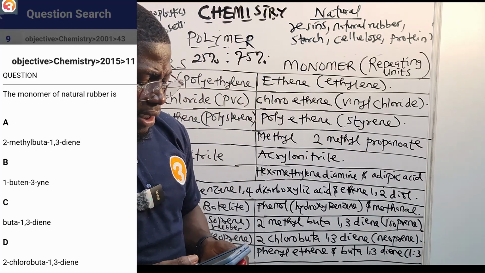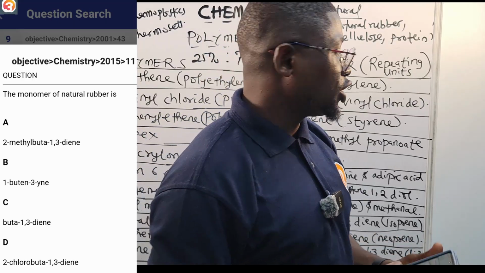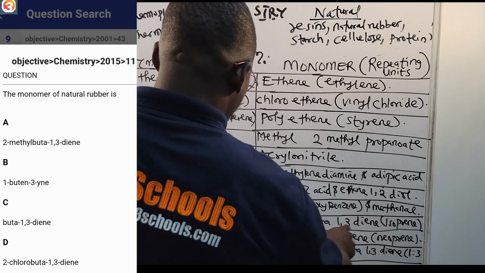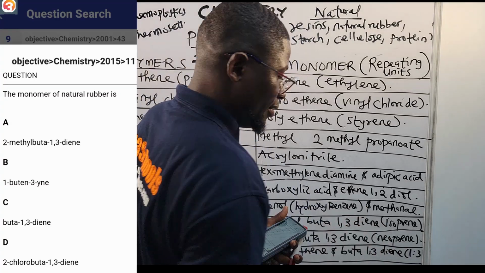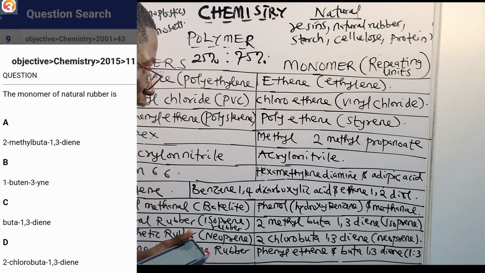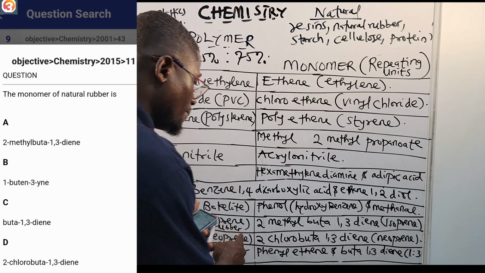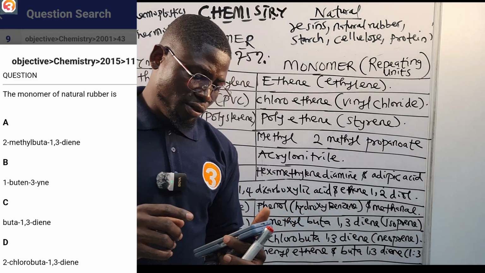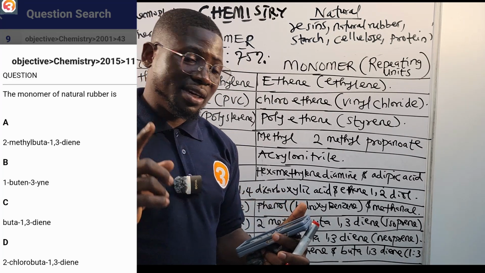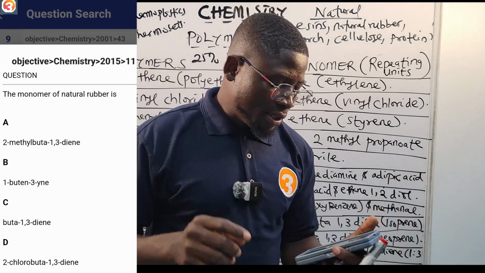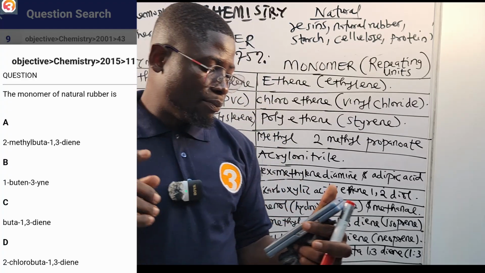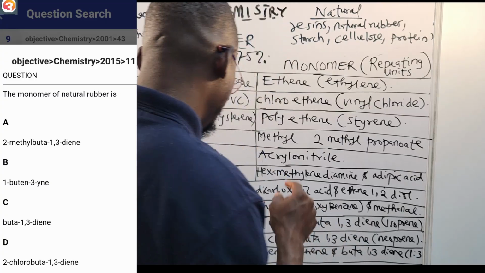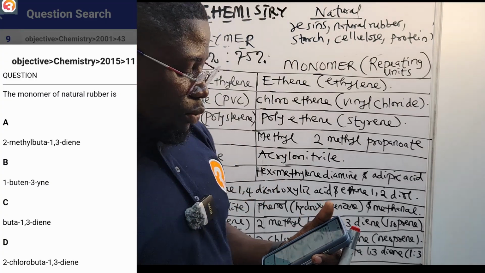Now, this is a 2015 question number 11. It says, the monomer of natural rubber is what? Isoprene, okay? Which is 2-methyl-buta-1,3-diene. Natural rubber is isoprene rubber, and the monomer unit is 2-methyl-buta-1,3-diene or isoprene. So A says 2-methyl-buta-1,3-diene. Very correct. B says 1-butene-3-yne. C says buta-1,3-diene. D says 2-chloro-buta-1,3-diene. The correct answer is option A, 2-methyl-buta-1,3-diene.